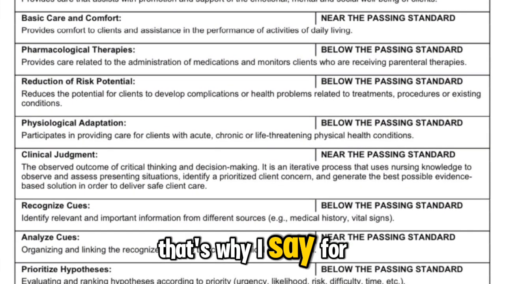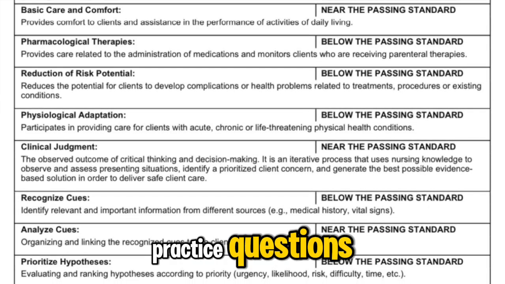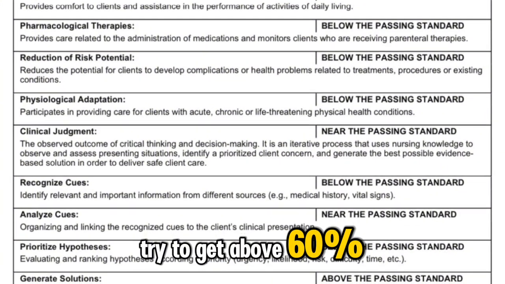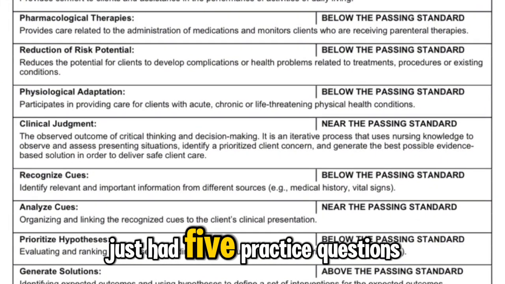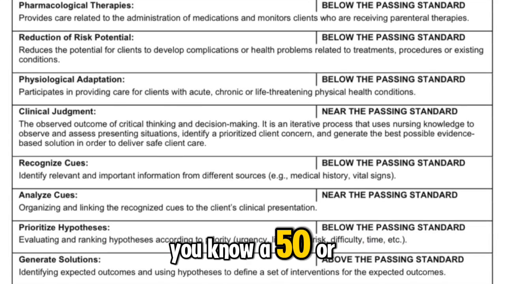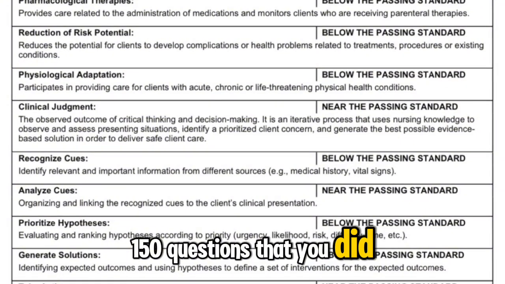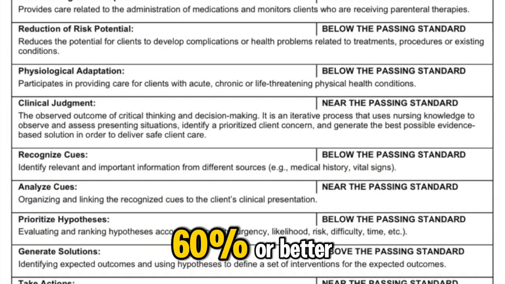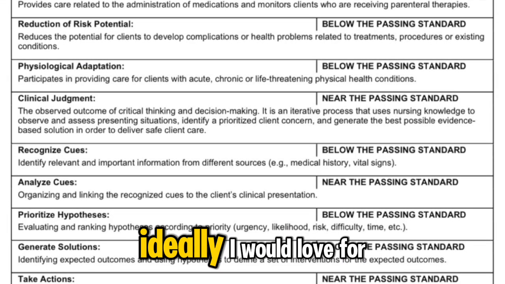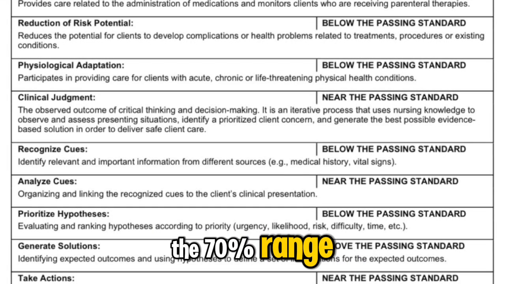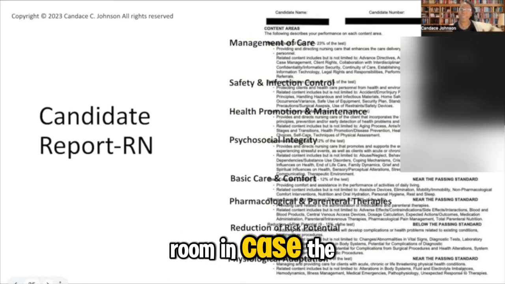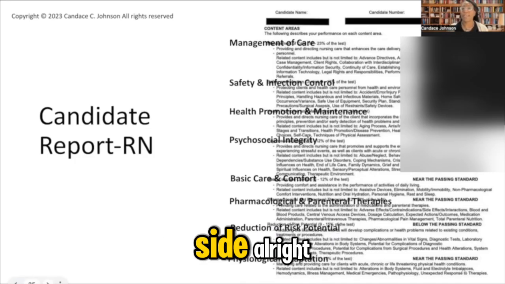Okay, that's why I say, for that reason, when you're doing practice questions, what do I want you to get on your practice question sets? Try to get above 60%. Stay above 60%. I don't care if you just had 5 practice questions, or if you had a whole practice question set of 50 or 150 questions that you did in one sitting. If you can get a 60% or better, you're still on your way to being able to pass the NCLEX. Okay. Ideally, I would love for you to hang out in the 70% range, because you've got nice cushion there, and a little wiggle room in case the questions you get are a little on the harder side.